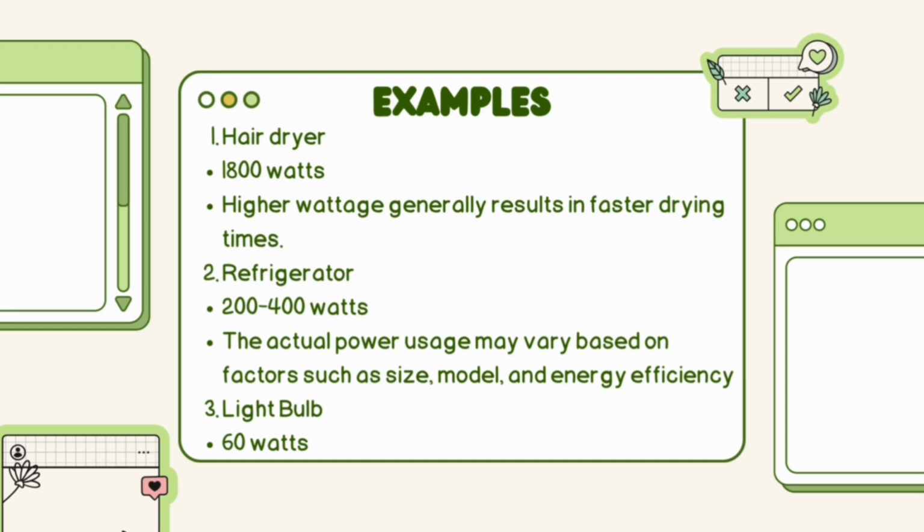Besides that, a refrigerator might have a wattage rating of 200 to 400 watts. This represents the power consumption of the refrigerator while operating. The actual power usage might vary based on factors such as size, model, and energy efficiency. Other than that, a typical incandescent light bulb might have a wattage rating of 60 watts. This means the bulb consumes 60 watts of electrical power when it is turned on.